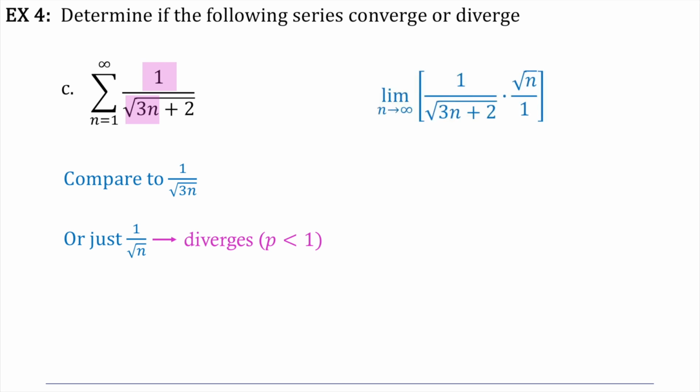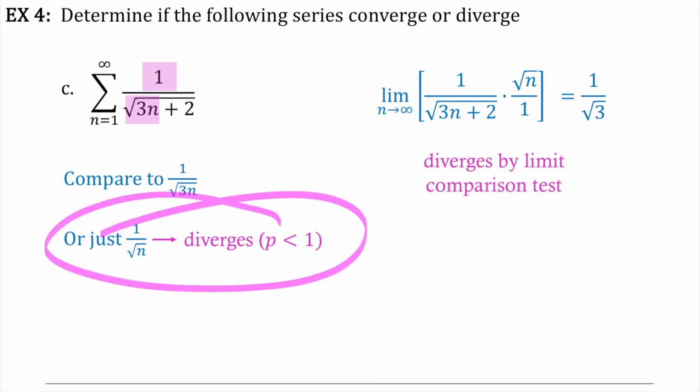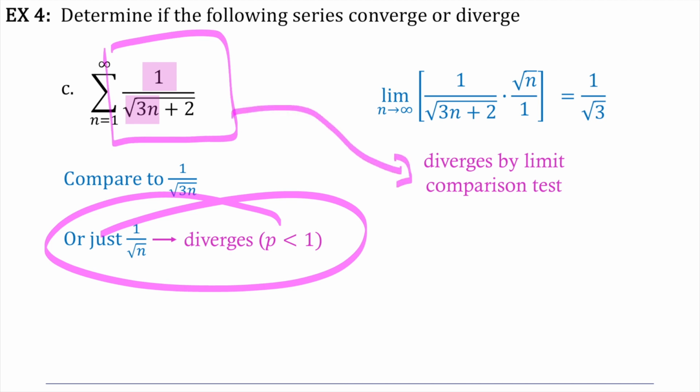Okay, so now we just get to flip and multiply and see what we get. The limit as n approaches infinity on this one is 1 over the square root of 3. It's a number, so because our comparison diverged, our original also diverges by the limit comparison test.